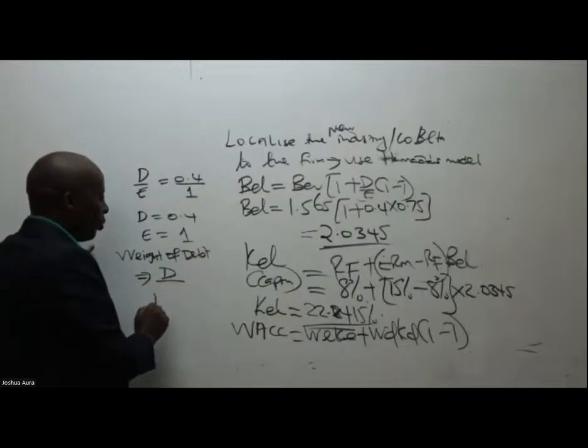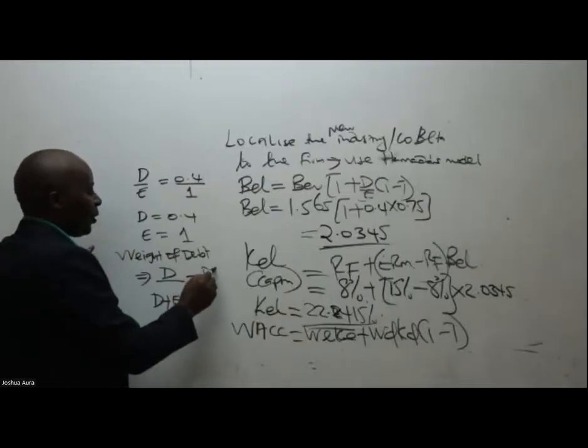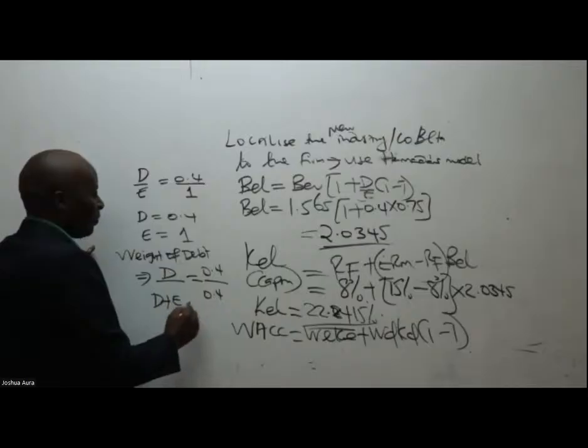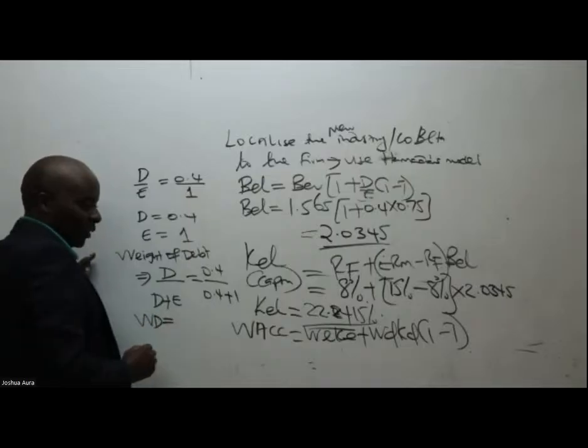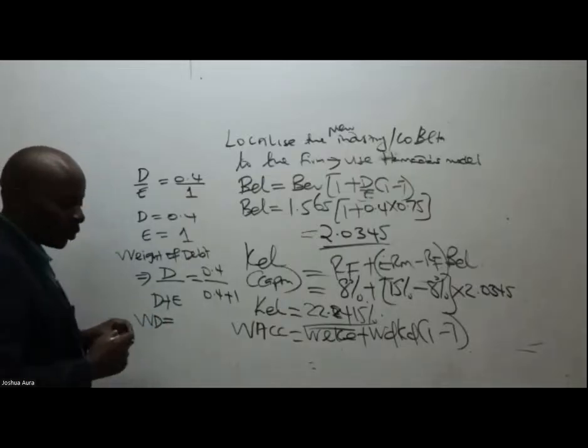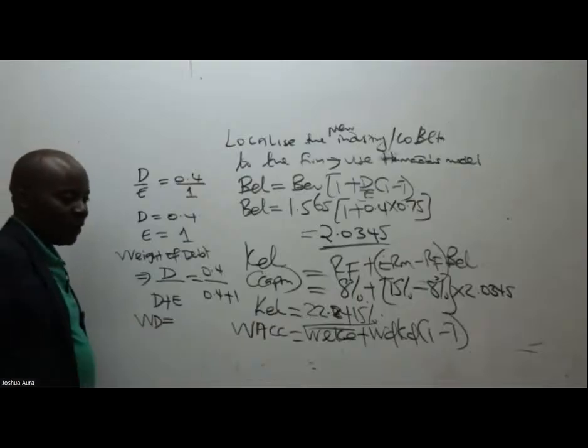And when you want to get the weight of debt, it will be debt over debt plus equity. Debt is 0.4 over 0.4 debt plus equity, which is 1, like that. So then who can advise us here? What will be the weight of debt?